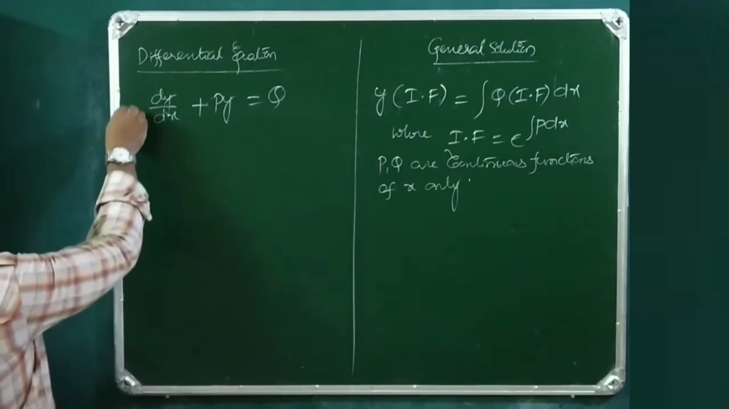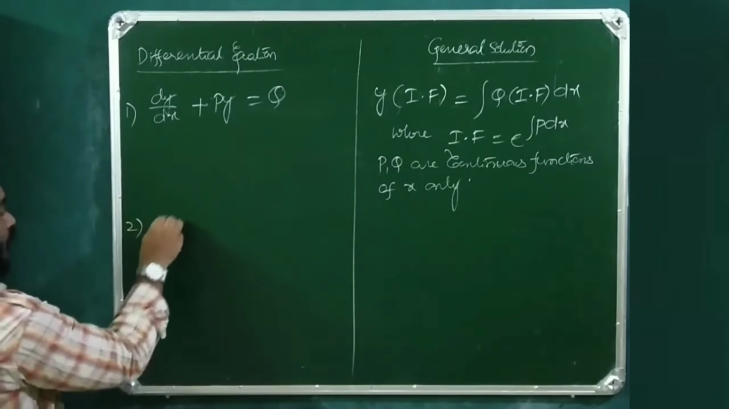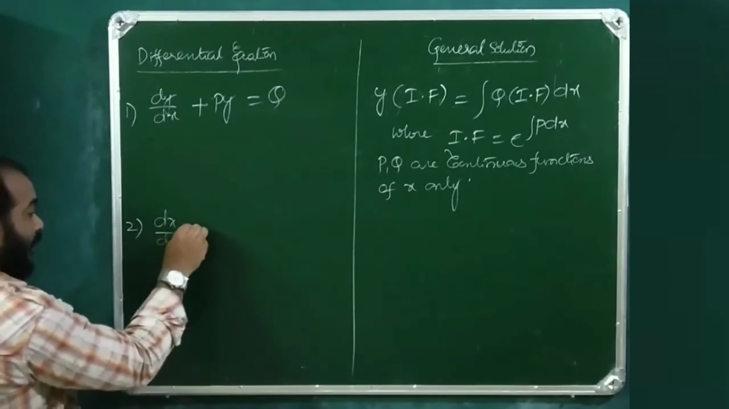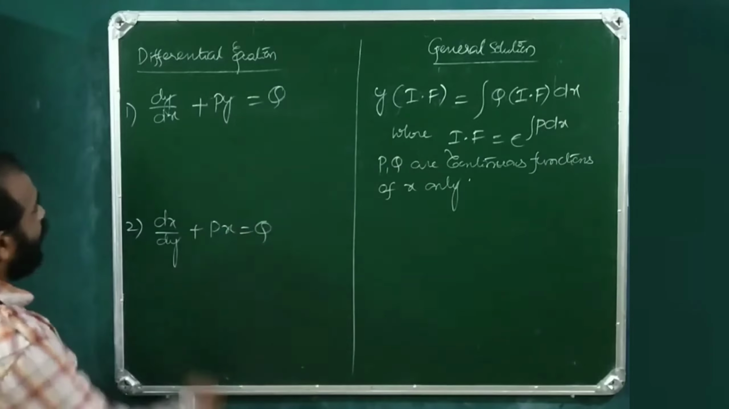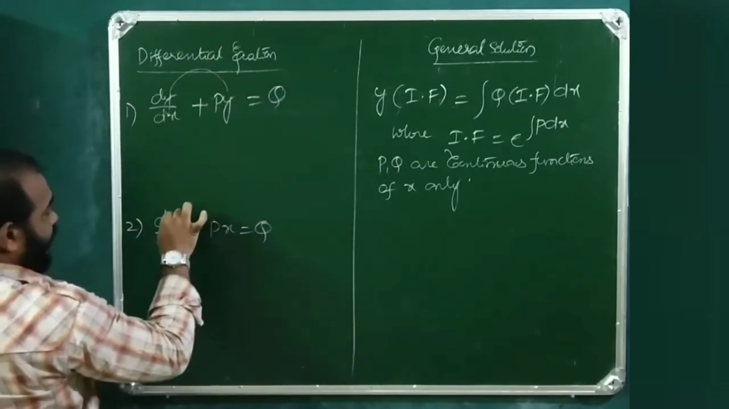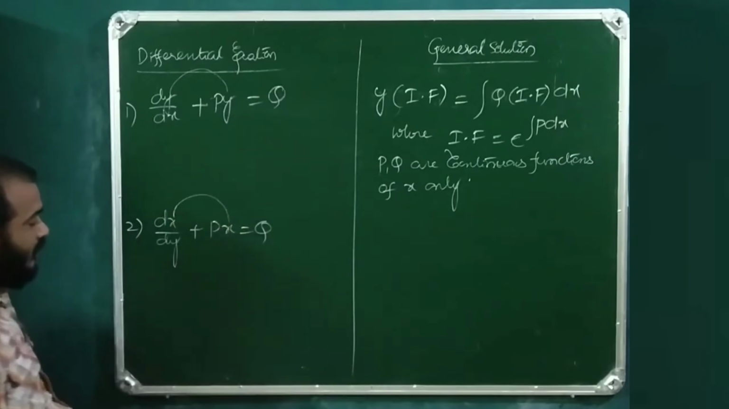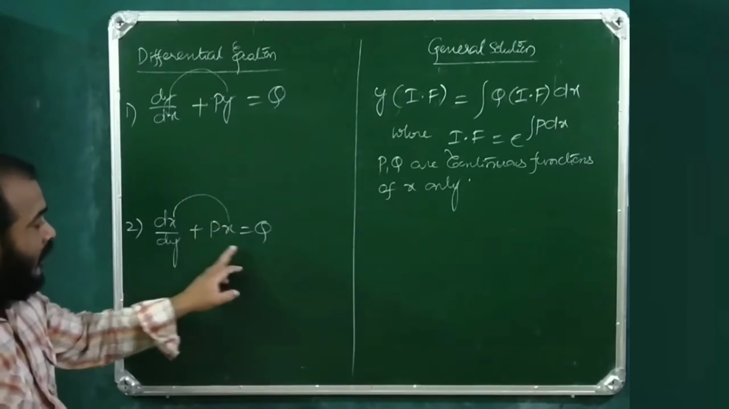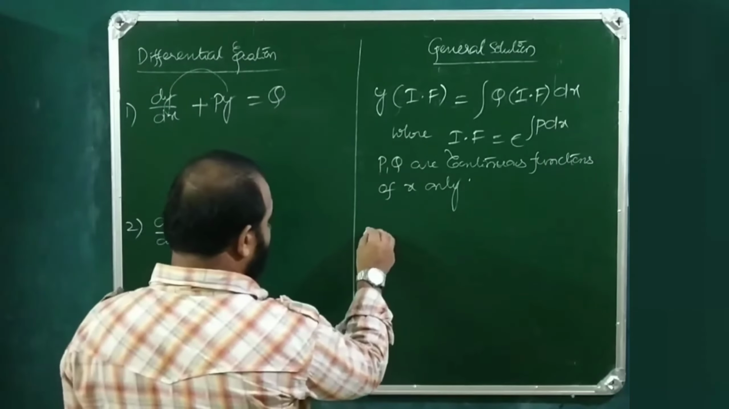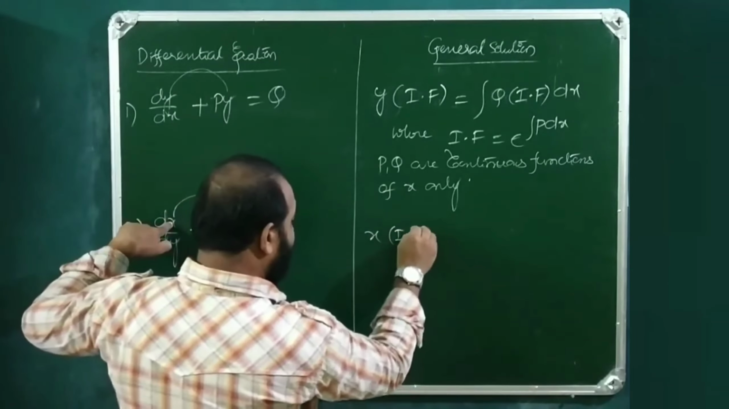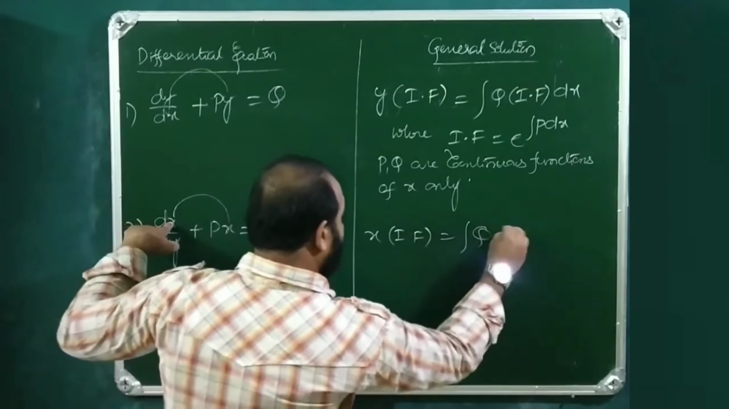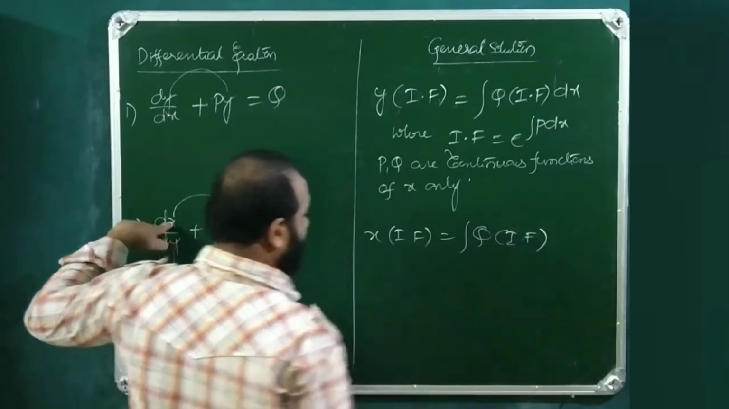Or it could be of the form dx by dy plus px equals q. So here y, this is y. Here x, this is x. So here the general solution starts with x. x into integral factor is equal to integral q into integral factor into dy.